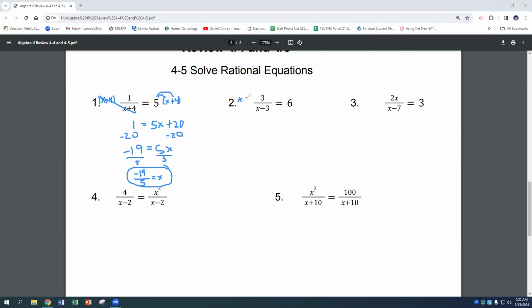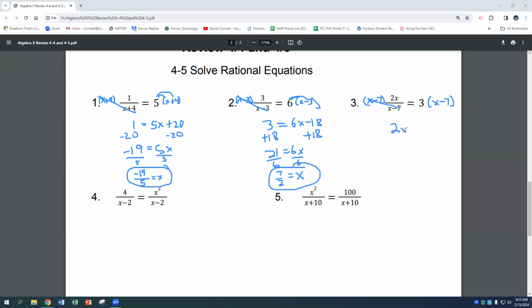All right, the second one, same sort of thing. We're going to multiply both sides by x minus 3. All right, so we get 3 equals, distribute, you get 6x minus 18. Okay, and then it's a two-step equation. I'm going to add 18 to both sides. We get 21 equals 6x. And then I'm going to divide both sides by 6. I get 21 over 6. That's going to reduce to 7 over 2, or 3.5. Okay, 3.5.